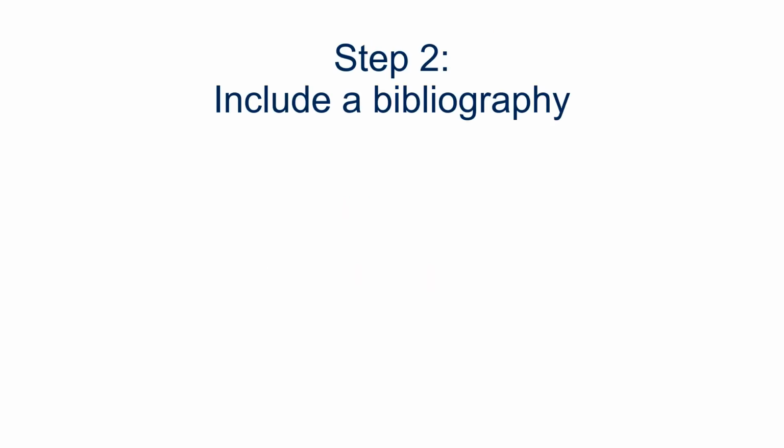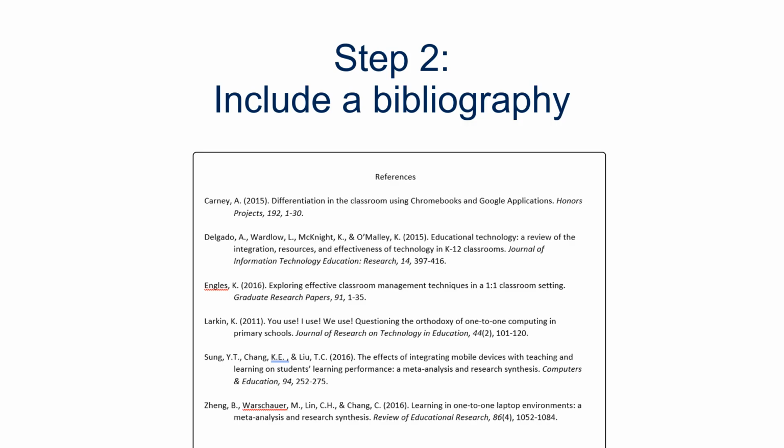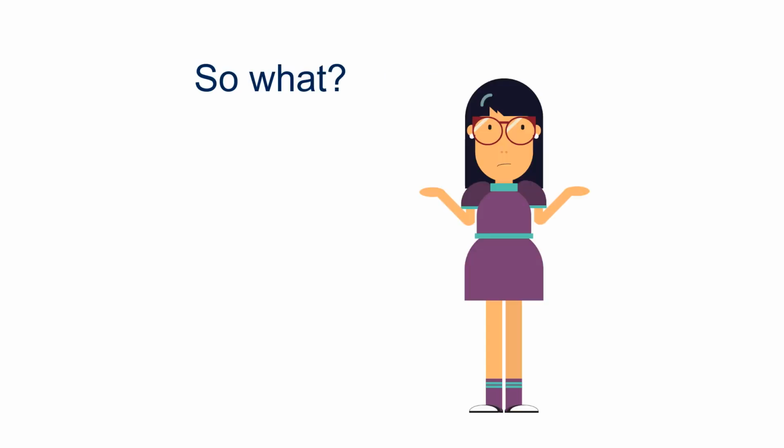In addition to using in-text citations, Dana needs to list all the sources that she used on a reference page or bibliography at the end of her paper. Once again, the correct format and punctuation for doing this depends on which style her professor has told her to use. Why is all of this so important?